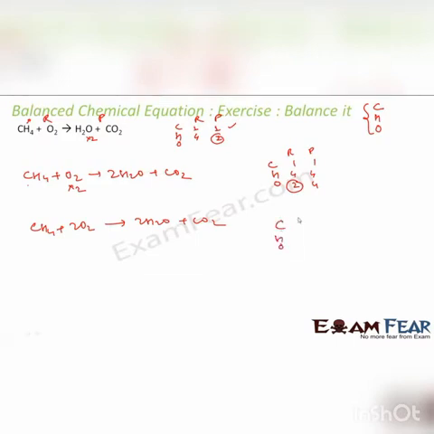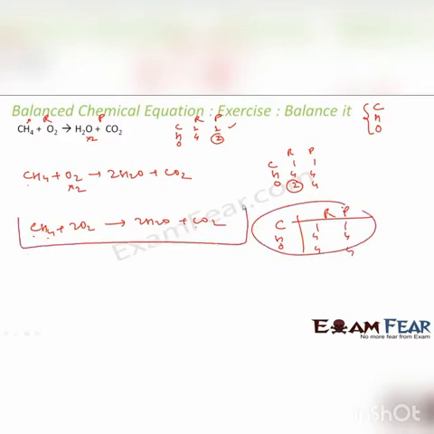Let's check if it is balanced or not. So we have CHO, we have reactant, we have product. How many carbon elements in reactant? 1. How many carbon elements in product? 1. Hydrogen we have 4 here, we have 4 here. Oxygen we have 4 here, and we have 2 plus 2, 4 here. So if you see, it is balanced. So this is my balanced chemical equation. Simple.